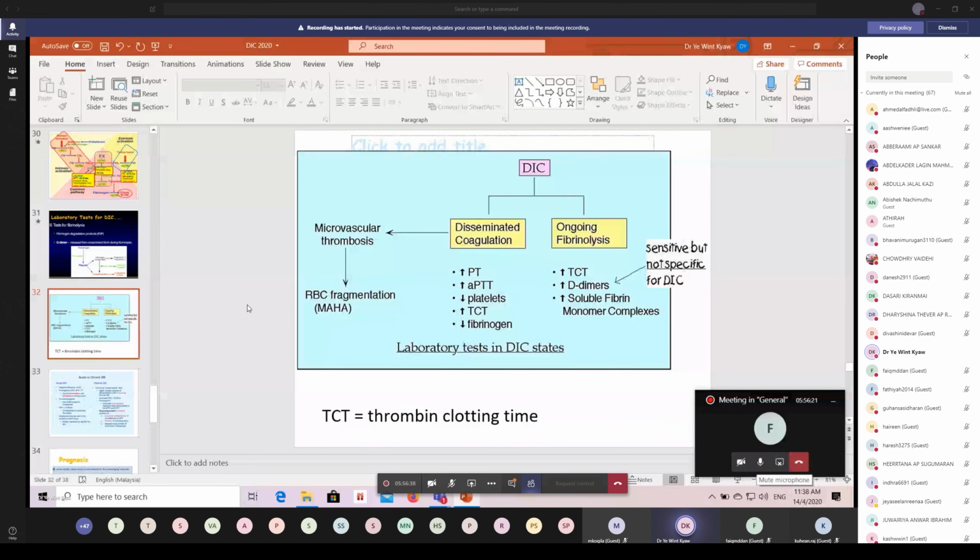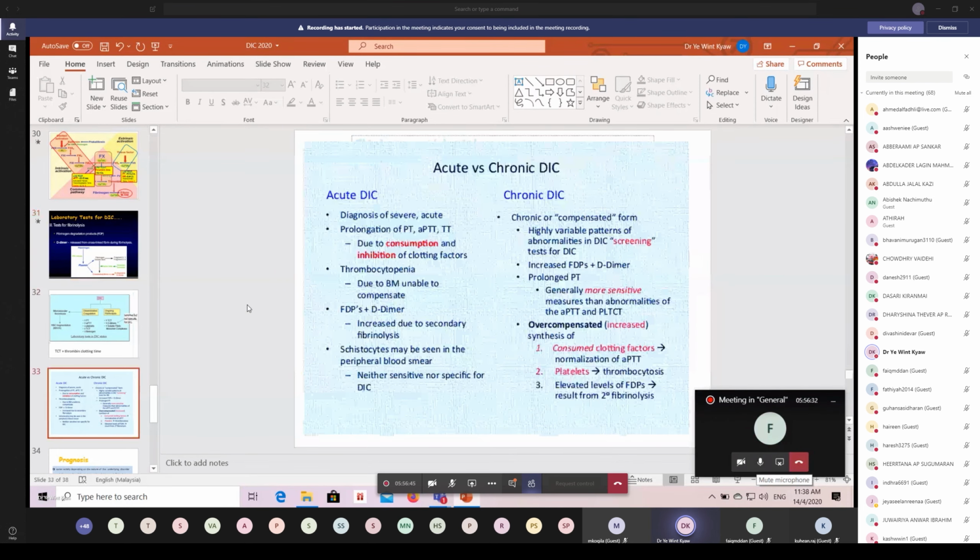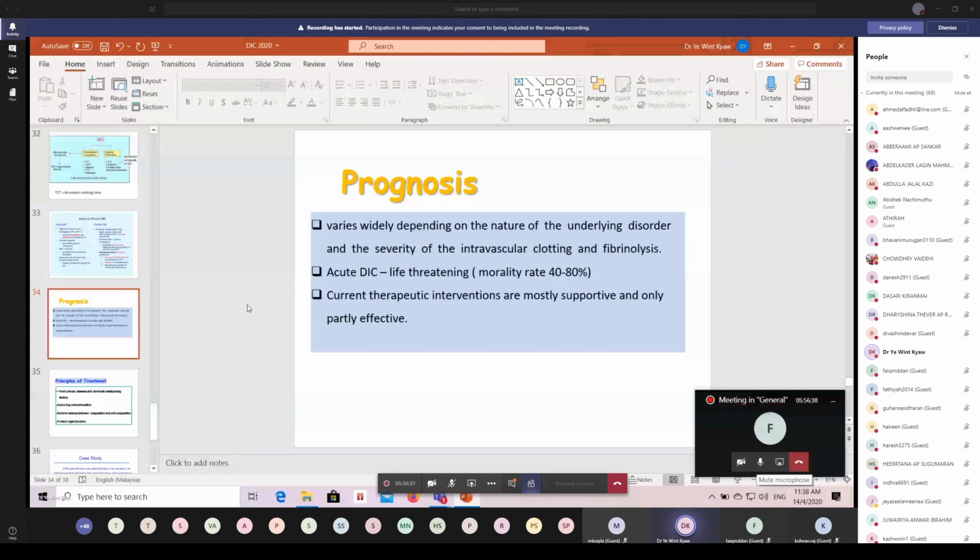Acute onset, I already explained. Prognosis is especially life-threatening. Mortality rate is quite high, 40 to 80% can die. So DIC is important. Treatment is for the underlying cause and medicine.